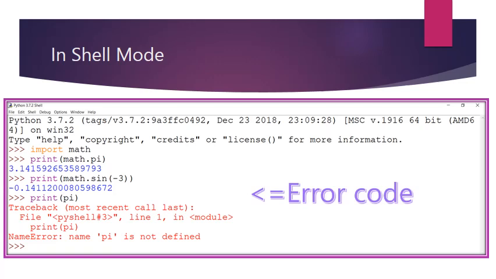So instead of using pi, if you use math.pi, you will definitely get the answer as you have seen earlier. Even without using the print function, you can write math.pi, and then also you will get the output. But just by using the variable name pi, you will not get any output. It will always create a NameError.